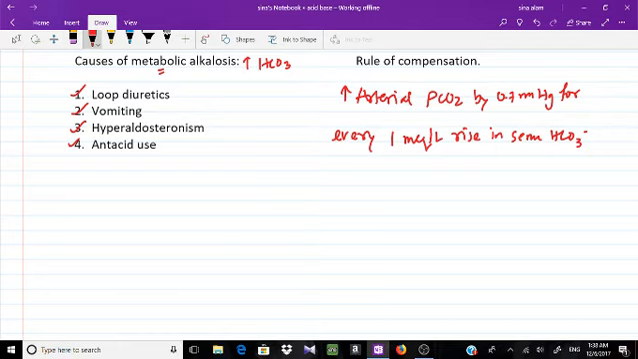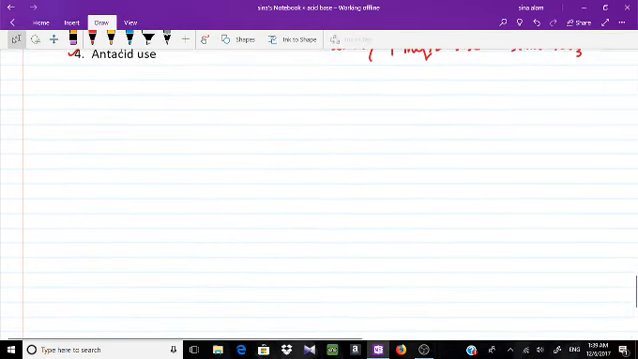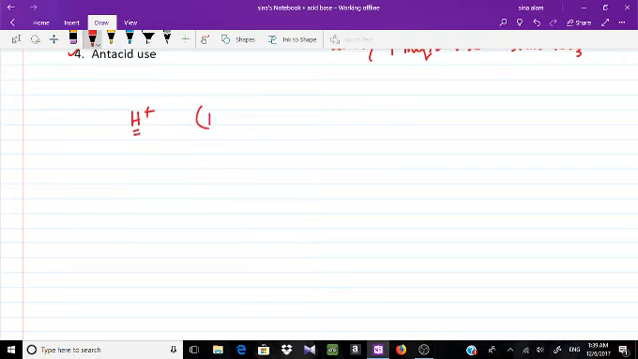Now, what you need to know is why this metabolic alkalosis happens. Suppose in vomiting, take the example of vomiting. What happens in vomiting? You are losing the HCl. When you are losing the HCl, specifically the H plus, there will be a lot of free bicarbonate in the body, right? So when the bicarbonate increases, we call it alkalosis, and this is due to some metabolic condition because you are getting rid of your H plus and bicarbonate increases. You call it metabolic alkalosis.